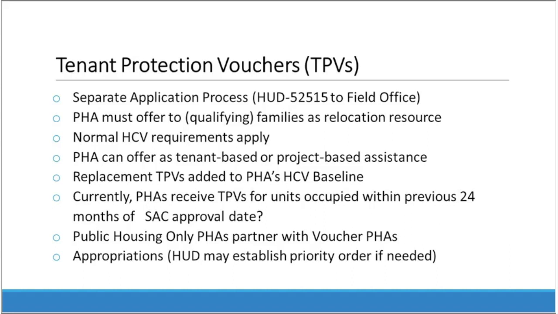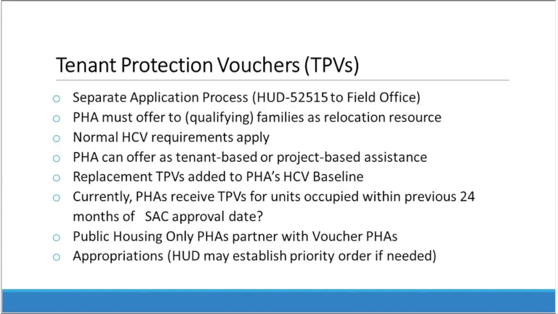So I'll just go through these bullets and then talk generally about how this works. The housing authority must offer to qualifying families the tenant protection voucher as a relocation resource. Something to keep in mind is that if a family had income that grew while they were living in your public housing and they now exceed the Section 8 requirements, then you've got to talk to that family about what their options are for relocation. But you have to offer to qualifying families. Normal housing choice voucher requirements apply to tenant protection vouchers. A PHA can offer tenant-based assistance or project-based assistance. So this gets back to the idea of what you're going to do with your building. Are you going to preserve that building and project-base those vouchers in that building, or are the residents going to need to move somewhere else?